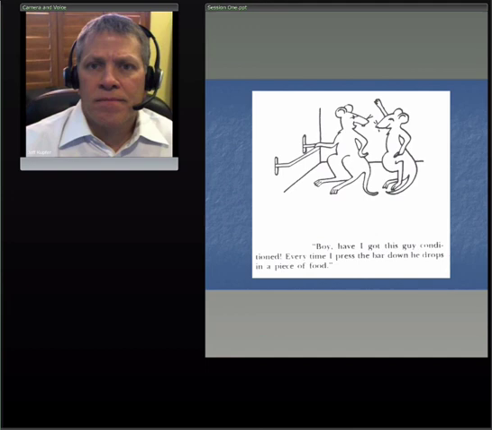And I'm going to end on this particular note because this is a cartoon that I think appears in just about every single behavior analysis textbook that I've ever seen. It shows two rats conversing with each other. One is pressing the operant lever, and rat number one says to rat number two, "Boy, have I got this guy conditioned. Every time I press the bar down, he drops in a piece of food."